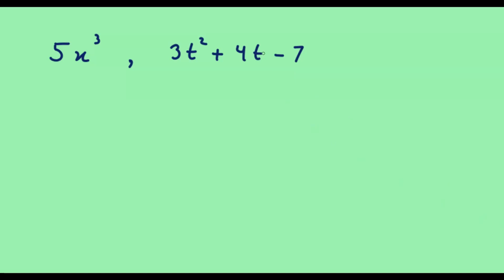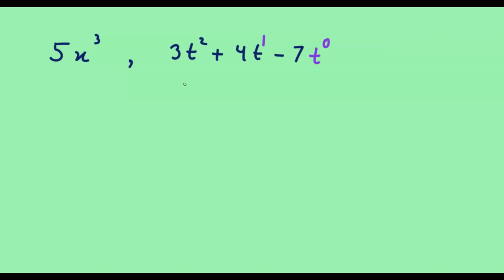Now, note that we can write t as t to the power of 1. And for the constant, we have negative 7. We can write that as negative 7 times t to the power of 0 because t to the power of 0 will be equal to 1 using the zero exponent law. And negative 7 times 1 is just negative 7.